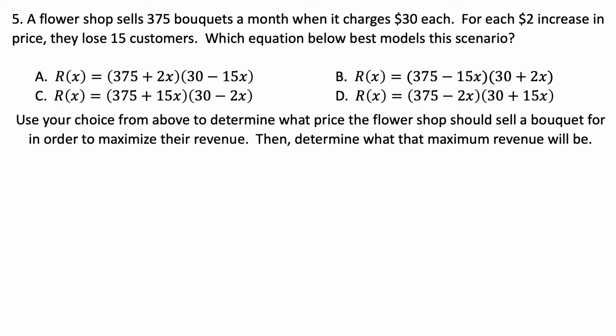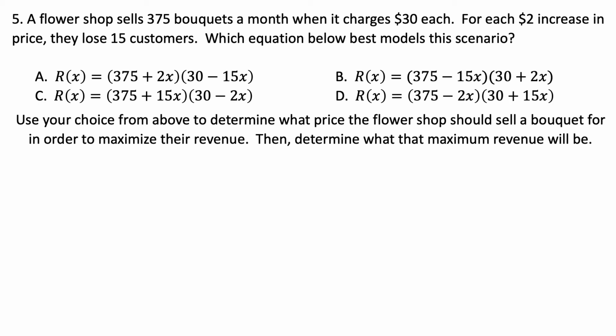Okay, for number 5 and 6, we actually have to write our own equation. For number 5, we're going to use multiple choice, and then for number 6, we'll have to write it ourselves. The first step here is to take the information they give us and turn it into a revenue equation. Number 5 says a flower shop sells 375 bouquets a month when it charges $30 each. For each $2 increase in price, they lose 15 customers. Which equation is going to best model that?